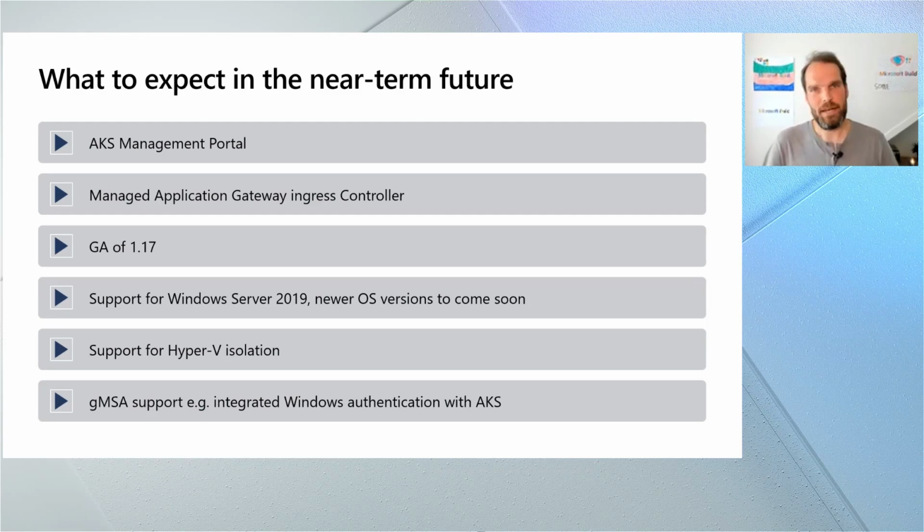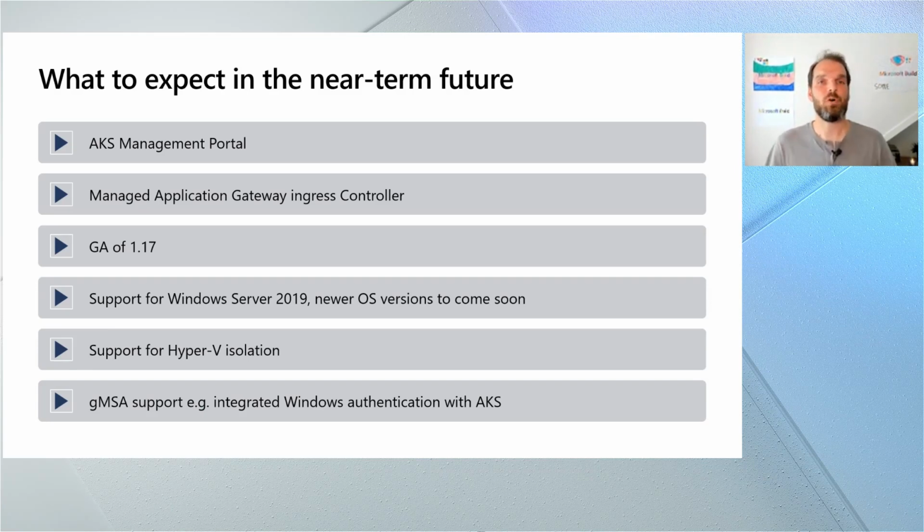We're going to do a managed add-on for the application gateway ingress controller. This is a way where we can easily bridge the native concept of ingress and ingress controlling in Kubernetes with the managed service of application gateway that will give you great features such as web application firewall protection and layer 7 security. We will GA Kubernetes 1.17, and for the Windows side, there's a few updates that will come as well.